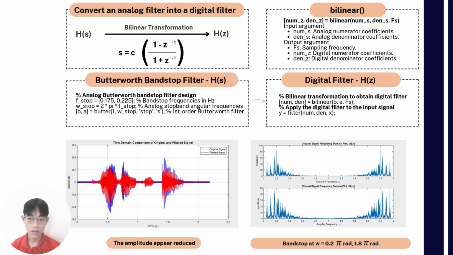On the right-hand side, the frequency domain plots highlight that the bandstop filter effectively attenuates the specific stop band, seen around omega equals 0.2 pi radian and 1.8 pi radian. In summary, the bilinear transformation ensures the digital filter closely replicates the analog filter's behavior.